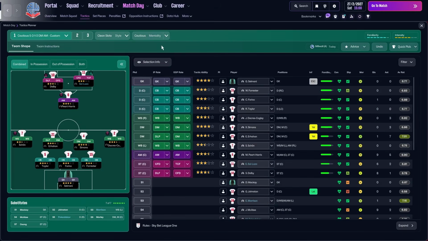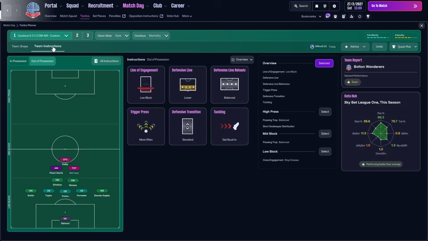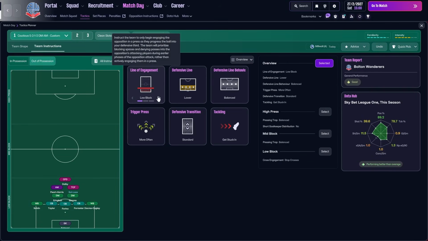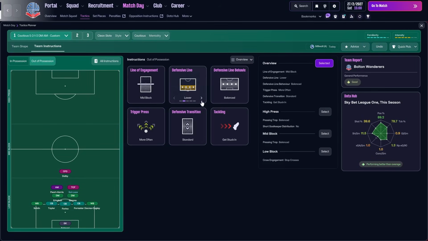Looking at our system, we currently have a cautious mentality set, but if you look at our team instructions out of possession, we have a low block. So I'm just going to move this up to mid block, and the defensive line, I'm going to also move to standard. So this is what we're going to use for the game against Millwall. I'm going to leave the trigger press on more often. So let's get into the opposition instructions then.